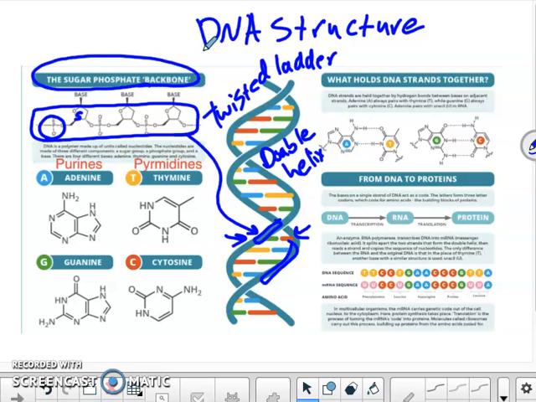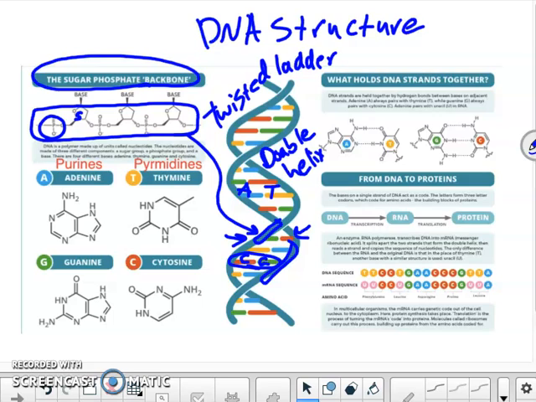And then these colored items in the middle are bases. This one is a C, and this one is a G. G's and C's pair together, cars in the garage. This one is an A. This one is a T. A's and T's pair together. Apple trees. All right, and we'll come back and talk about those bases in a second.